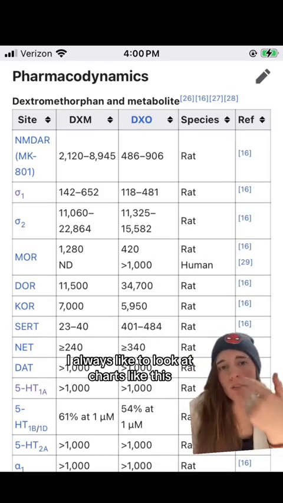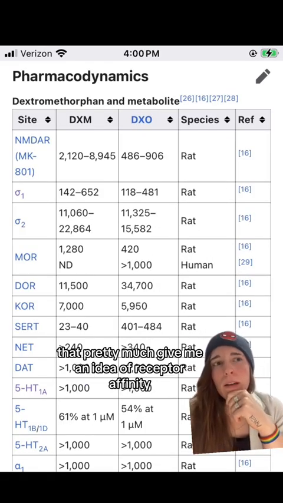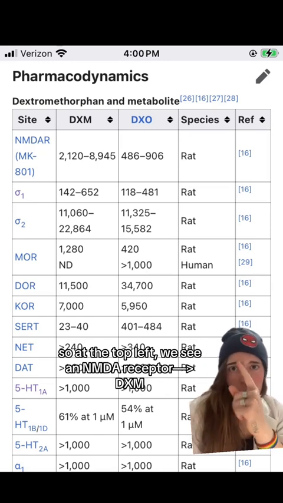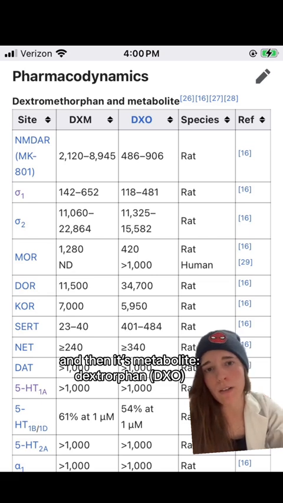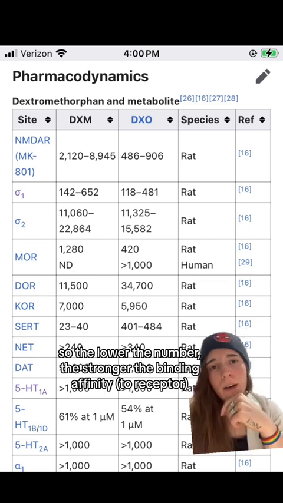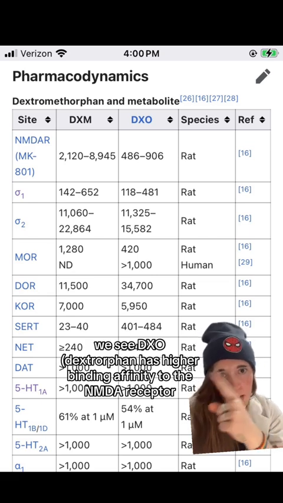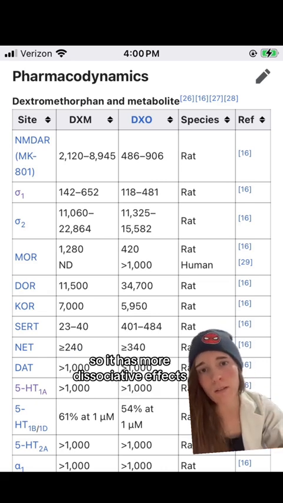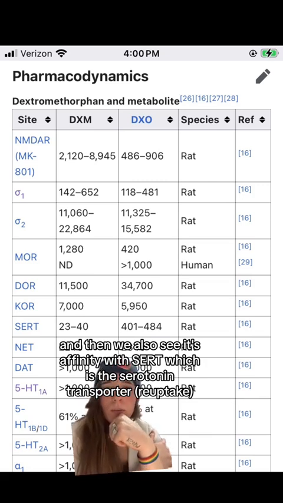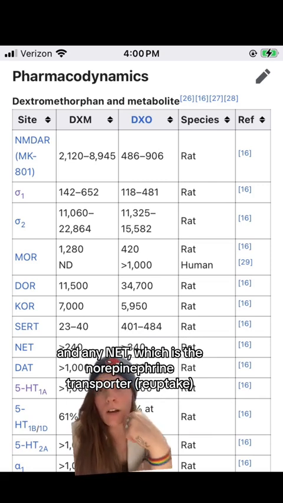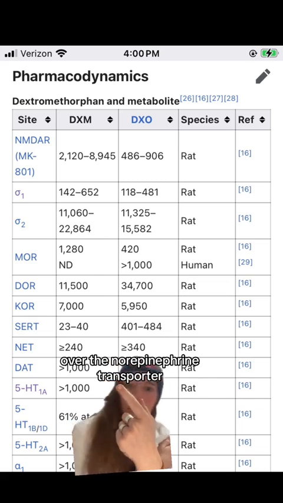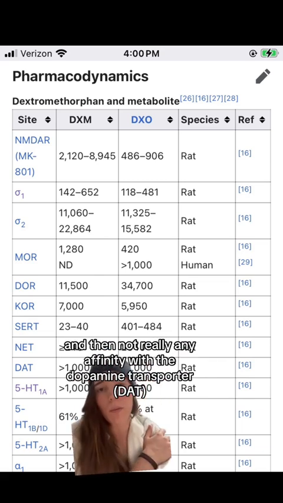I always like to look at charts like this that pretty much give me an idea of receptor affinity. So at the top left we see NMDA receptor, DXM, and then its metabolite dextrorphan. The lower the number, the stronger the binding affinity. We see that the DXO has higher binding affinity to the NMDA receptor, so it has more dissociative effects. And then we also see its affinity with SERT, which is the serotonin transporter, and NET, which is the norepinephrine transporter. So we see that it has a higher affinity for the serotonin transporter over the norepinephrine transporter, and then not really any affinity with the dopamine transporter.